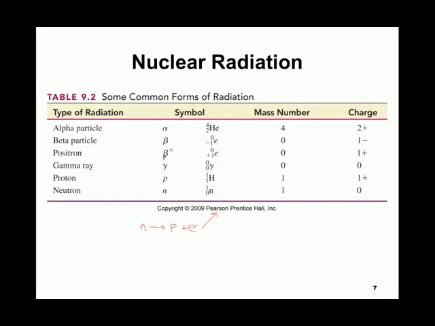Now we can also have what we call a positron, which is a positive electron. Now for both the beta particle and the positron, because they have no mass, we have 0 at the top, and the numbers on the bottom are really the charges.